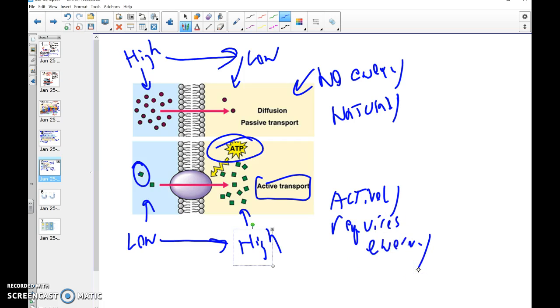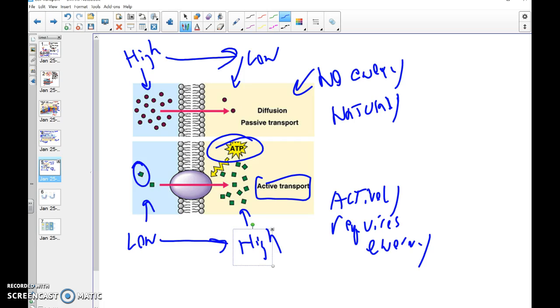So those are the two main types of transport. There's passive transport, where molecules move from high concentration to low concentration, and it requires no energy. And there is active transport, where molecules move from low concentration to high concentration, and that requires the expenditure of energy.